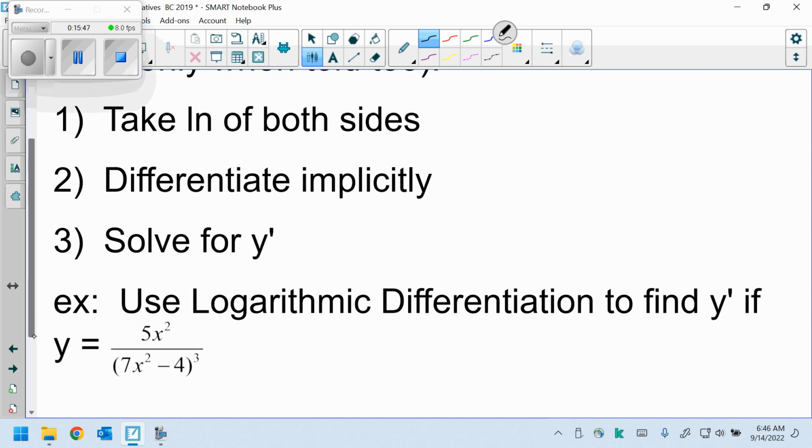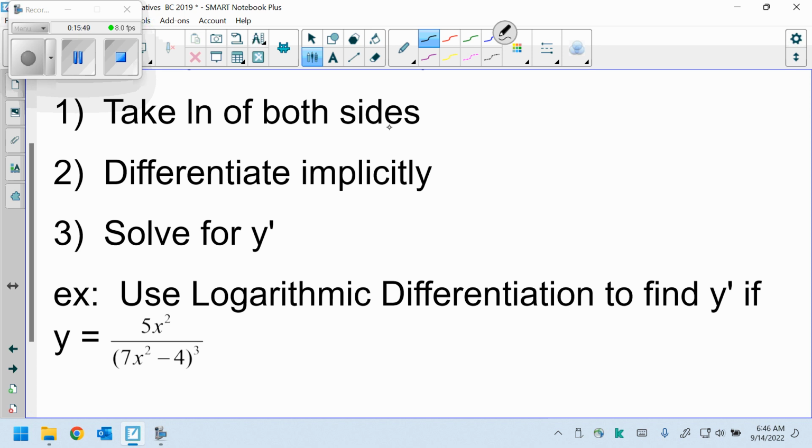Now, in order to do this, we're going to take the natural log of both sides, both sides of the equal sign. Then we're going to find the derivative. We're going to do some implicit differentiation. We're going to solve for y prime, because that's what we're looking for.